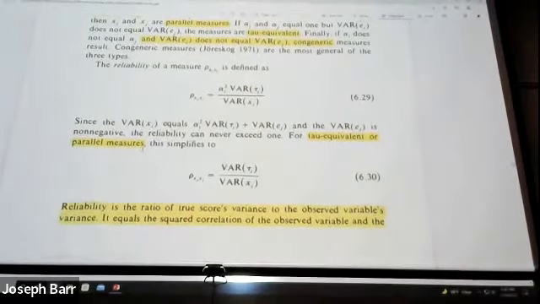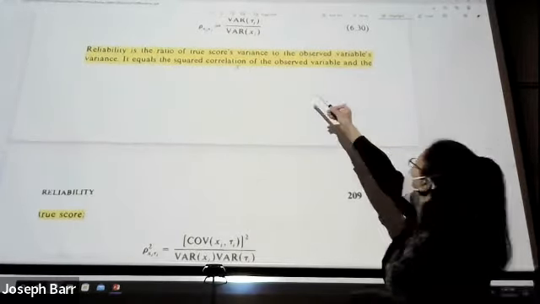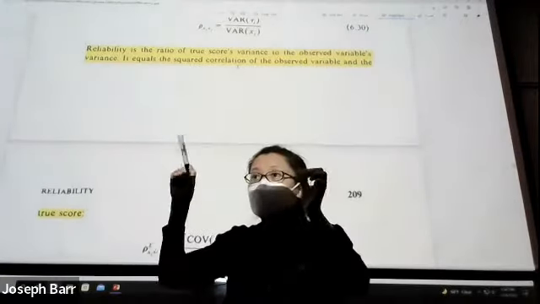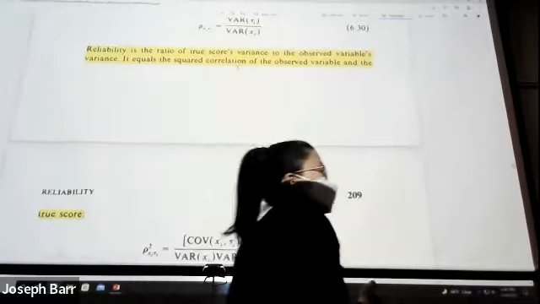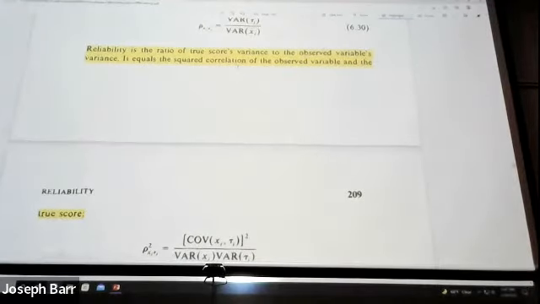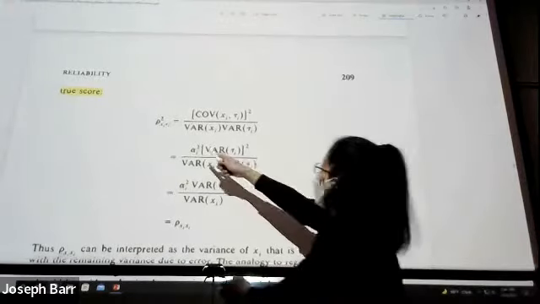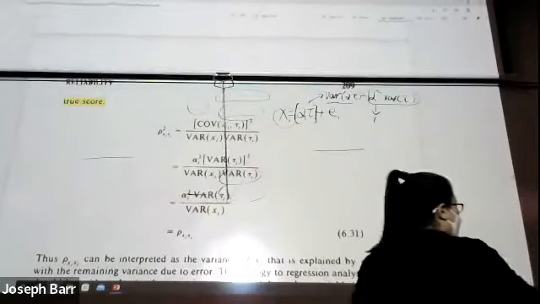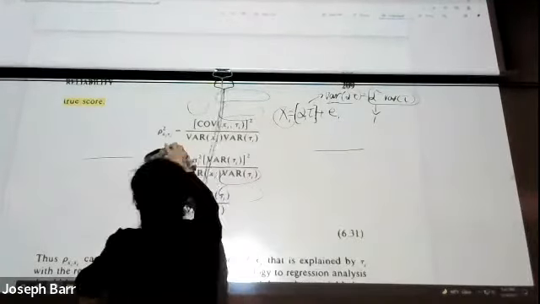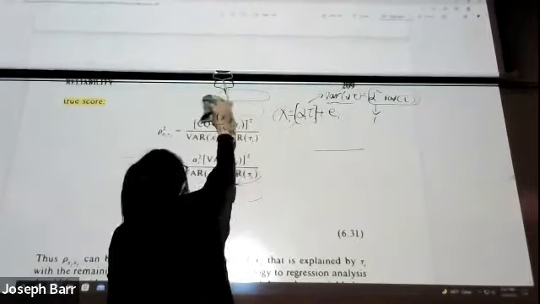So this is a very important statement for reliability. If you know the correlation between the observed score and the true score squared, that is our reliability. How? This is a proof. Let's try to look at this. This is the definition of the correlation between X, the observed variable here, and tau, the true score.